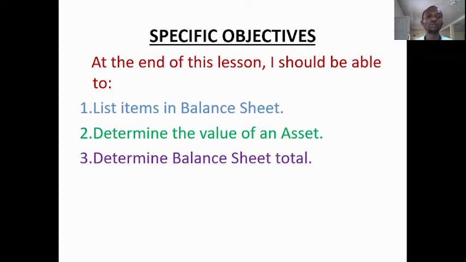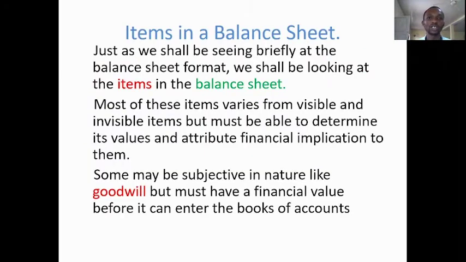Now, the specific objectives at the end of this lesson: I should be able to 1. List items in the balance sheet. 2. Determine the value of an asset. 3. Determine the balance sheet total. We're going to determine all the items that are in the balance sheet. Is that okay? But we will not be left out in looking at what a balance sheet is.